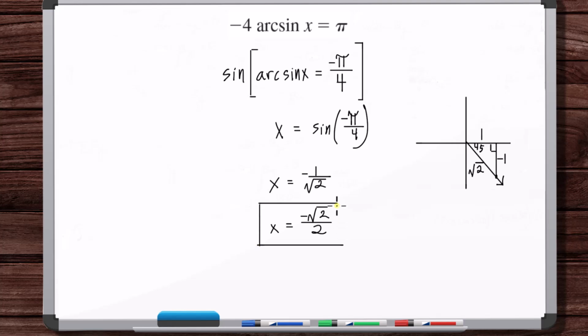And that's it. There's not multiple x's that satisfy this equation like we saw with trig equations. This is the only answer. There's only one angle that when you take its sine value, you get a number, and then when you multiply that number by minus 4, you get pi. There's only one.